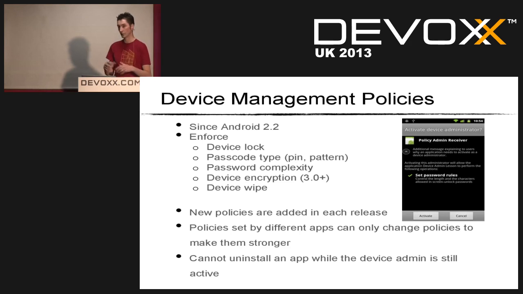There are new policies with each Android release. The cool thing is that you get different apps that enforce policies, but you can only make policies stronger. So if you had two apps that required the phone to have a PIN code, one a 6-digit PIN, one a 4-digit, the 6-digit one would win over, and you end up with a group of policies that are the strongest possible, which is quite good.